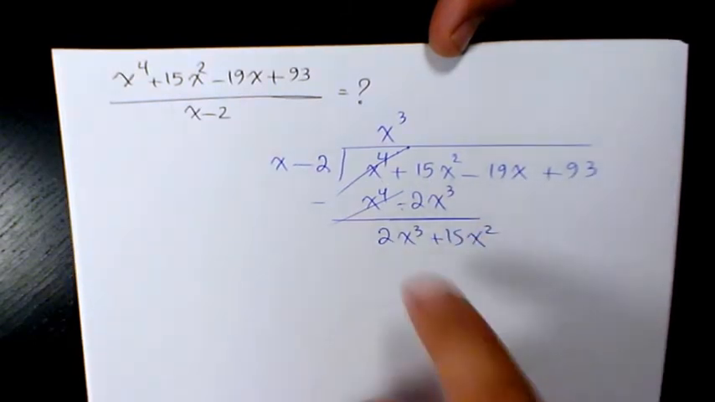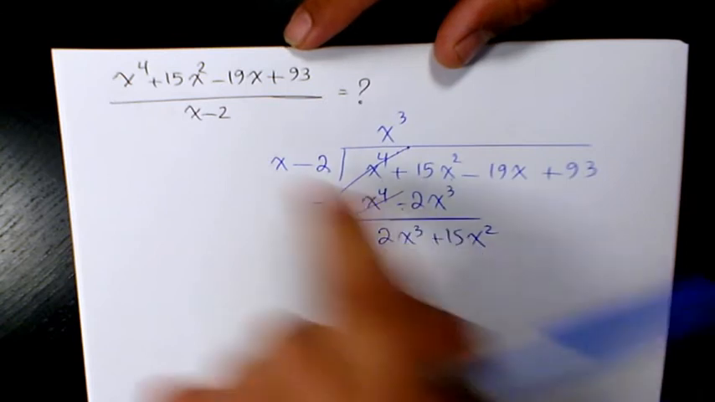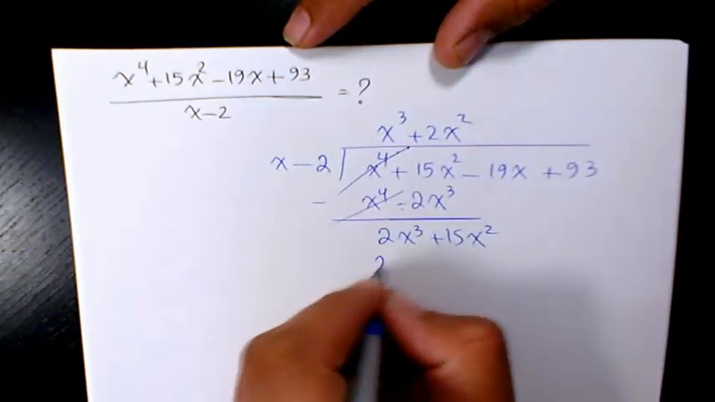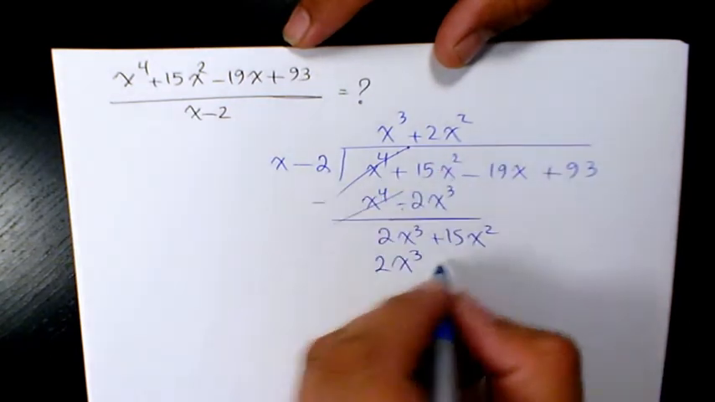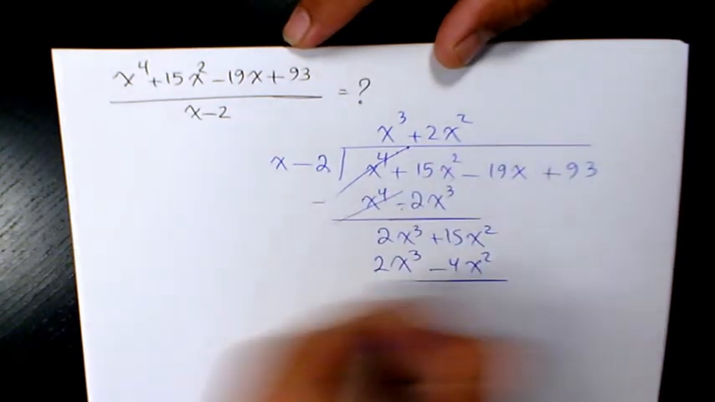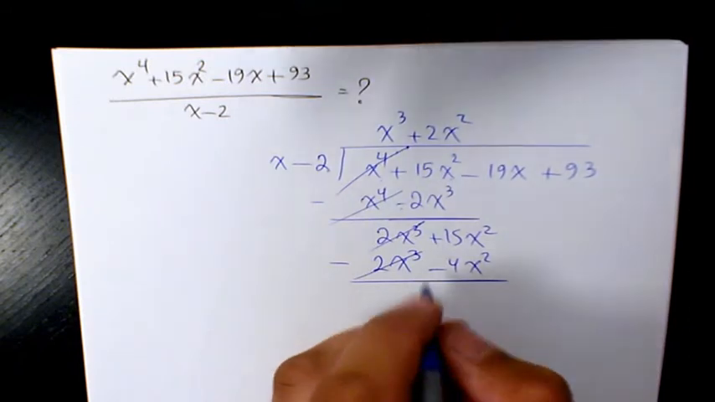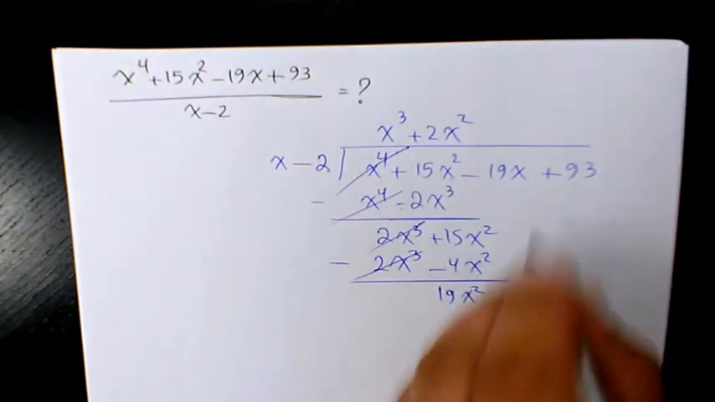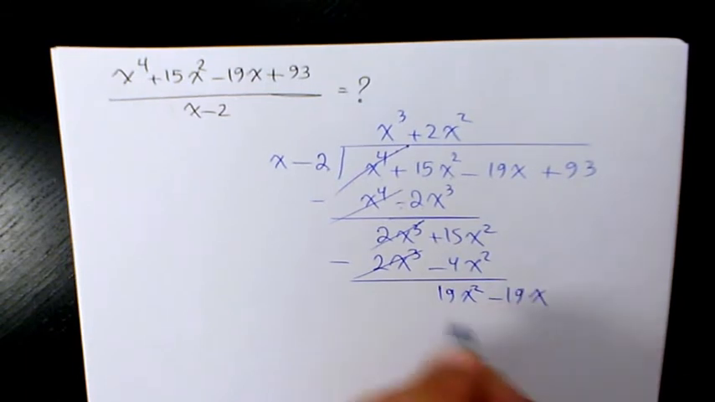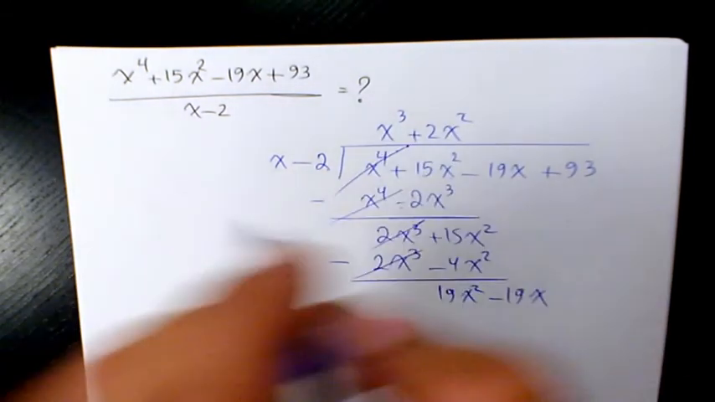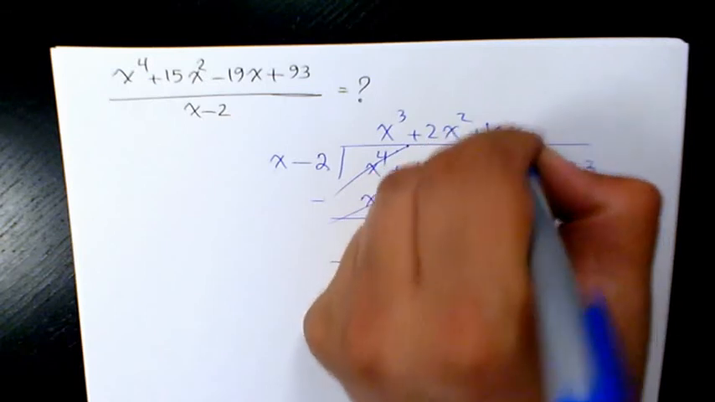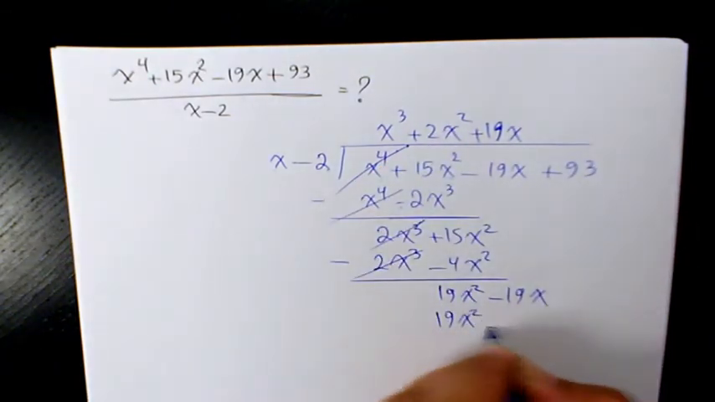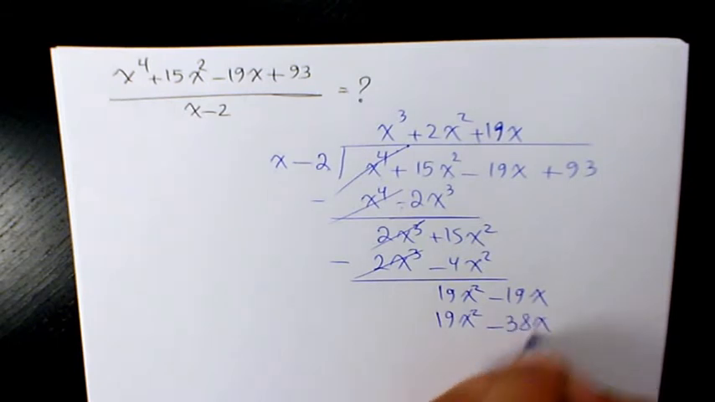We don't need the next number down for now. 2x cubed divided by x is going to be 2x squared. 2x squared times x is going to be 2x cubed. 2x squared times negative 2 is negative 4x squared. When you subtract it, these two cancel out. And 15x squared plus 4x squared is going to be 19x squared minus 19x. 19x squared divided by x is going to be 19x. 19x times x is 19x squared, and 19x times negative 2 is negative 38x.